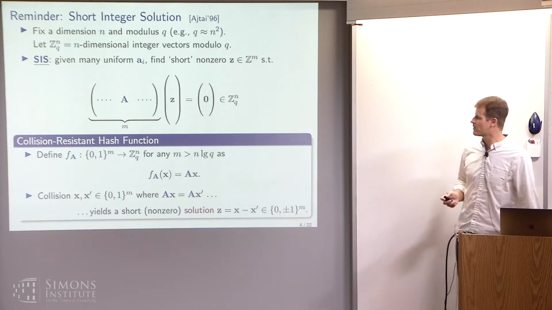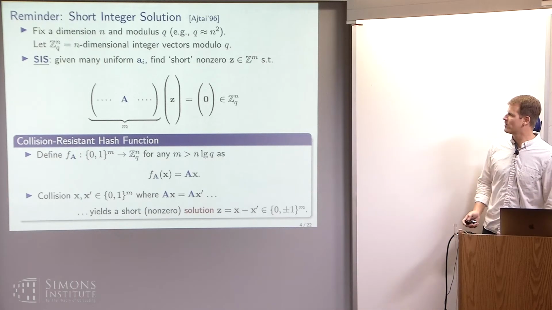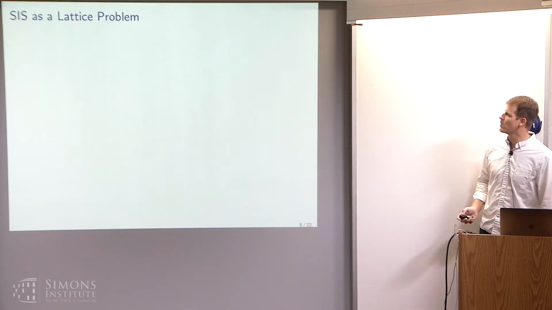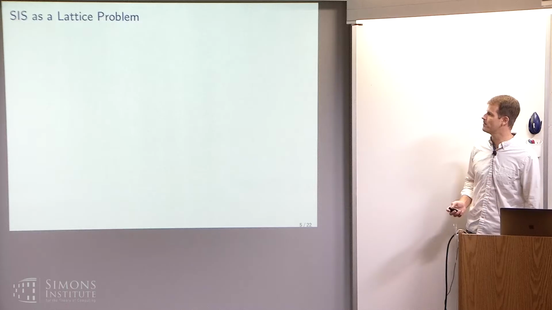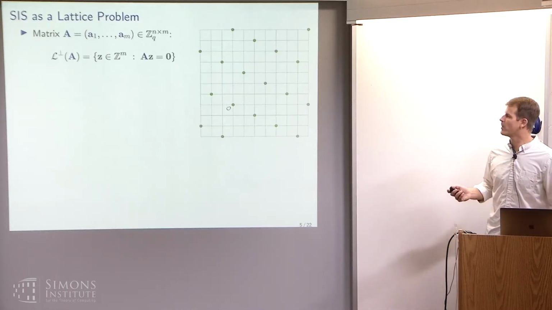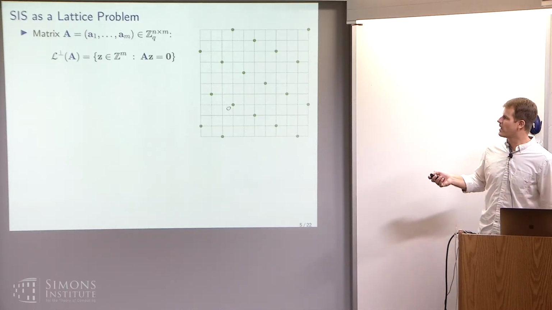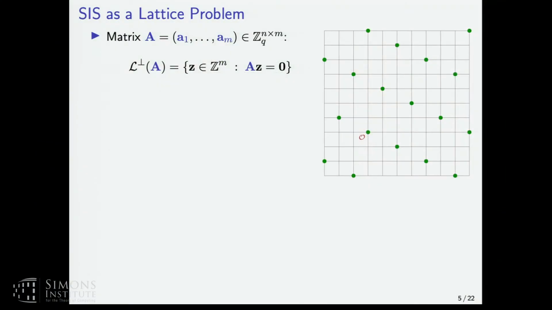Okay, great. So that's the first application of SIS. It is also useful to look at SIS itself as a lattice problem. To do so, we imagine taking this matrix A that we had before, this uniformly random matrix A.